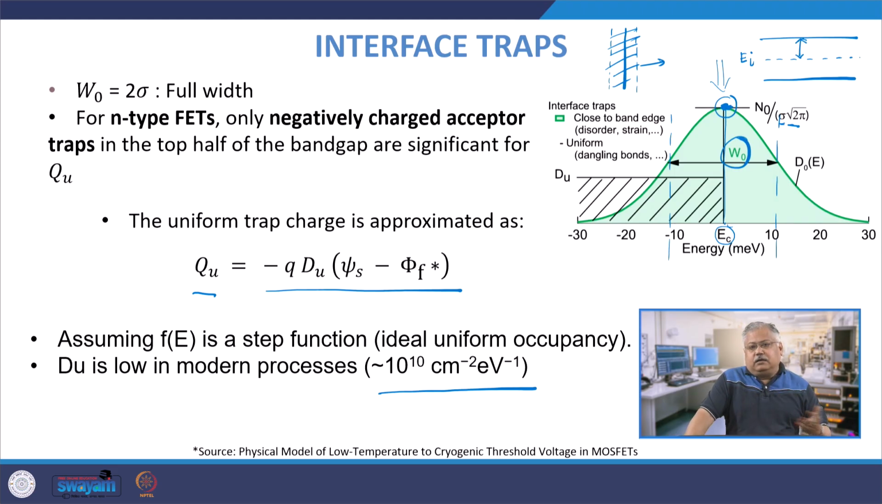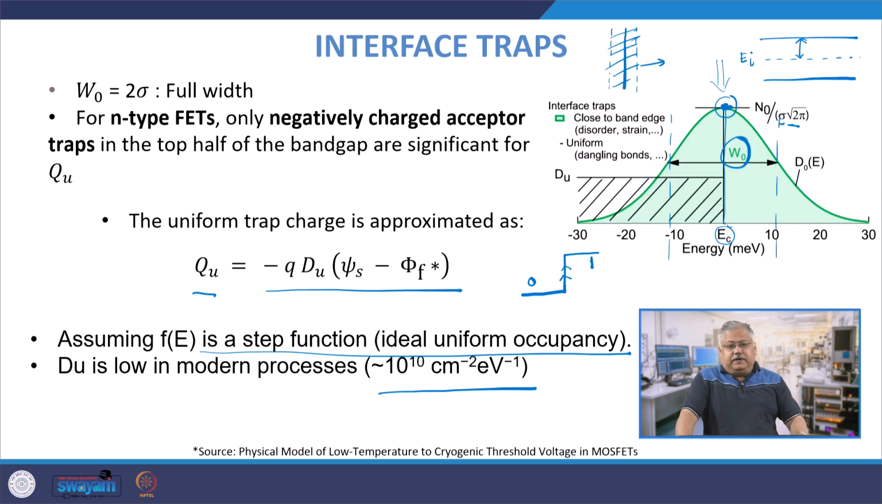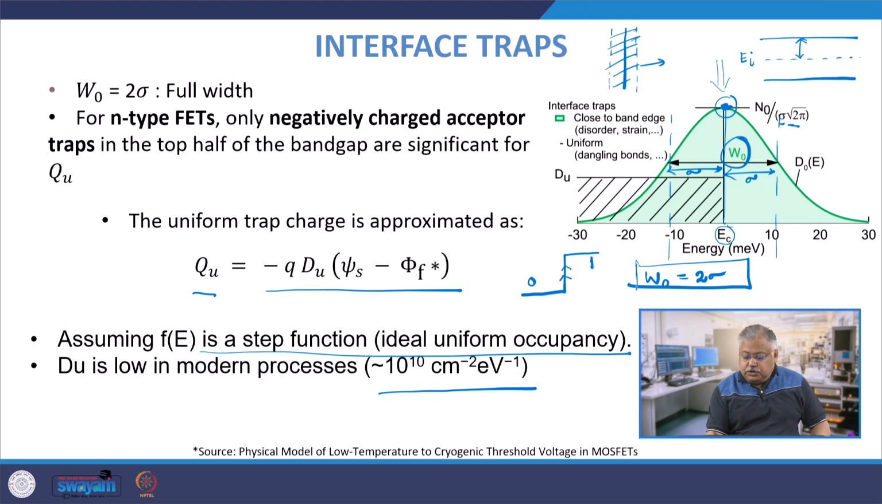We also assume that the Fermi function is basically a step function. When we were discussing the Fermi potential, we said that probability is 1 on one side of the Fermi level and 0 on the other. So this is defined as a step function, and uniform occupancy is maintained. So we are assuming that beyond the Fermi potential, uniform occupancy is maintained across the band gap. So the interface trap charges give me this value. W0 is the width and it is approximately equal to 2 sigma. This is your 1 sigma here, the full width at half maxima, and this is another sigma coming from here. So when you add these up, I get W0 equals 2 sigma.